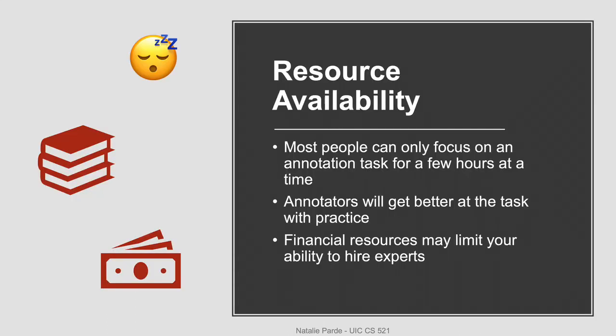Resource availability can hinge on many different factors. Financial resources are important. If your financial resources are limited, it may be difficult for you to convince expert annotators to sign on to a project. However, time is equally important. Most annotators are only able to focus on an annotation task for a few hours at the most. After that, they can too easily become distracted. If you want an entire large data set to be labeled by the same small group of experts, this could mean that collecting that data will require a significant time investment.